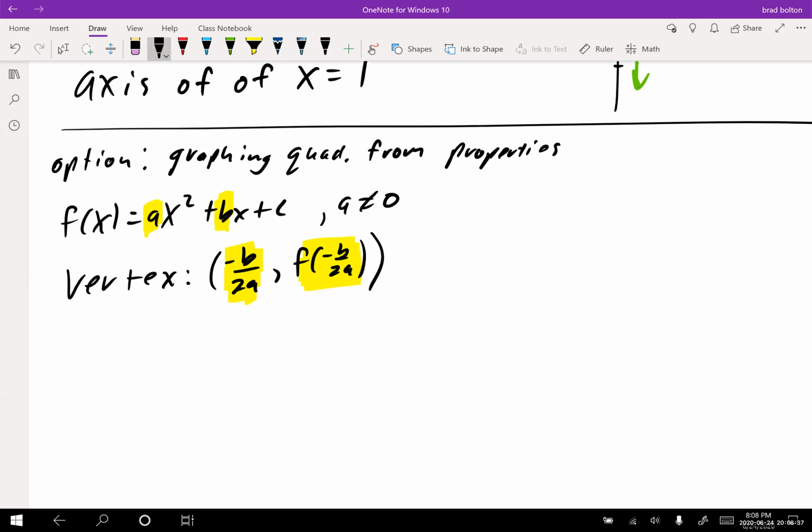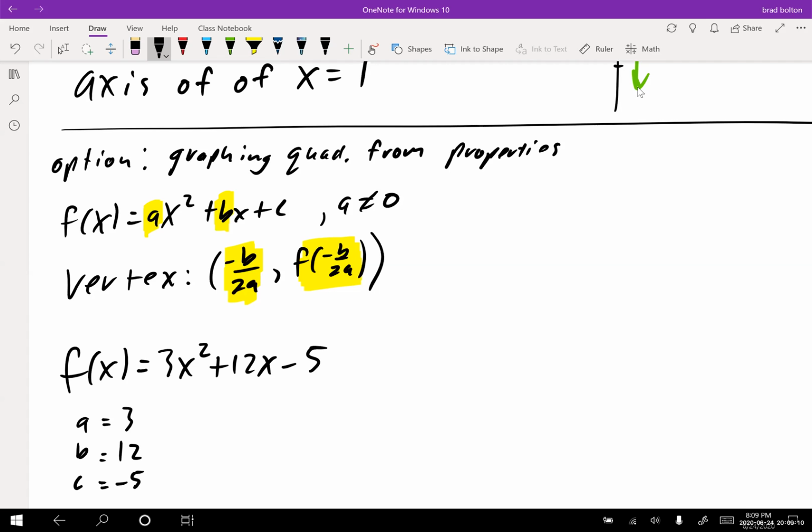So let's look at a problem. f of x equals 3x squared plus 12x minus 5, okay? Remember how in completing the square we had to divide by 3? We don't have to do any of that if we're just trying to use properties. So what's my a, what's my b, what's my c? My a is 3, my b is 12, and my c is negative 5.